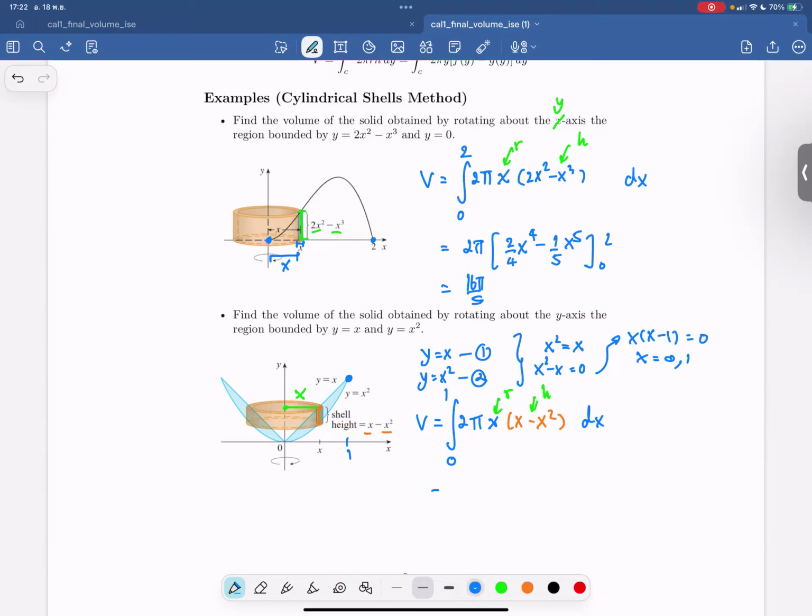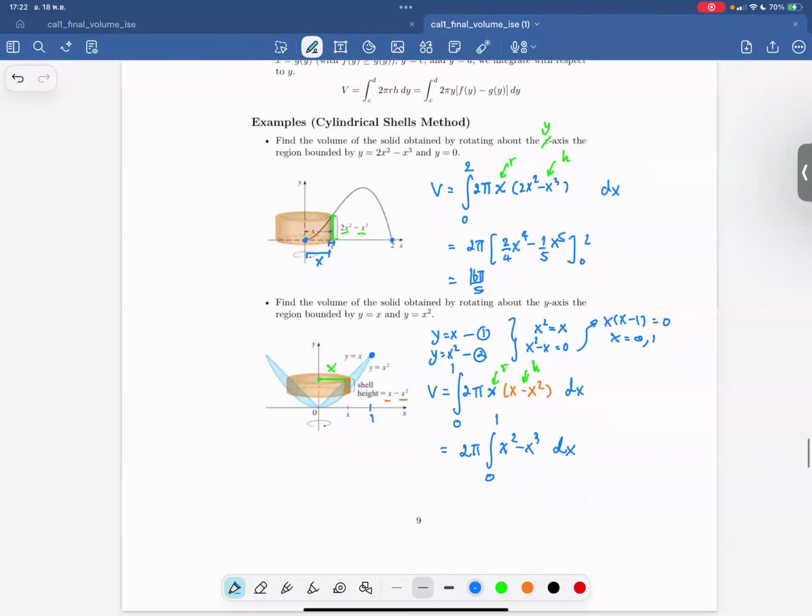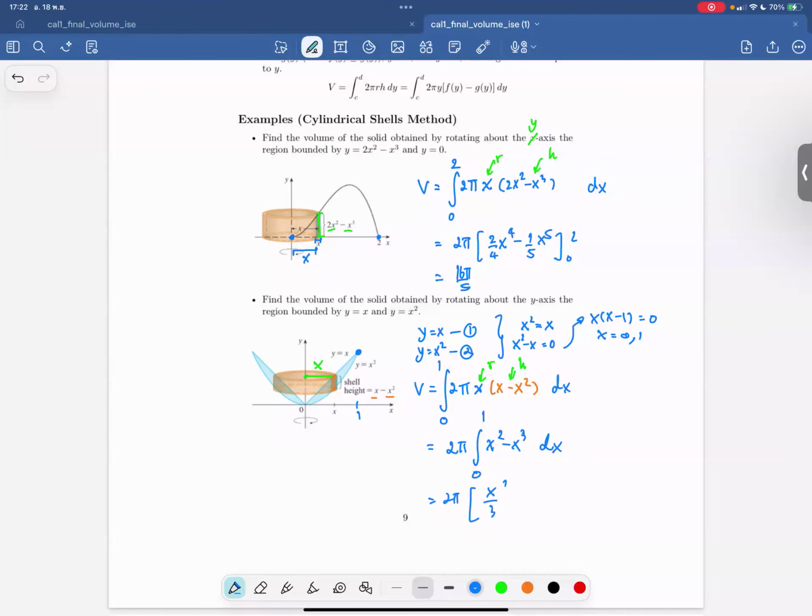Okay, so we do a simple calculation. And then the final answer is pi over 4. No, pi over 6. Okay.